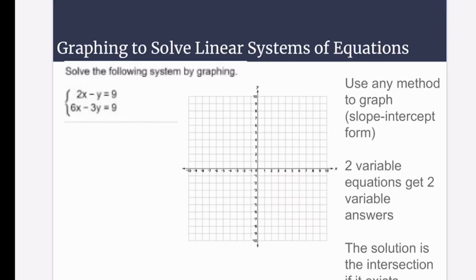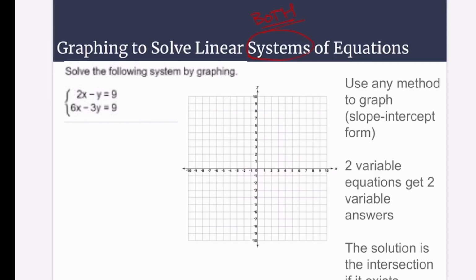So we're going to solve a linear system of equations by graphing. So we're going to have to graph two lines. A system means there's more than one. We're going to have to graph both of them in order to figure out the solution. There are different ways you could do this.